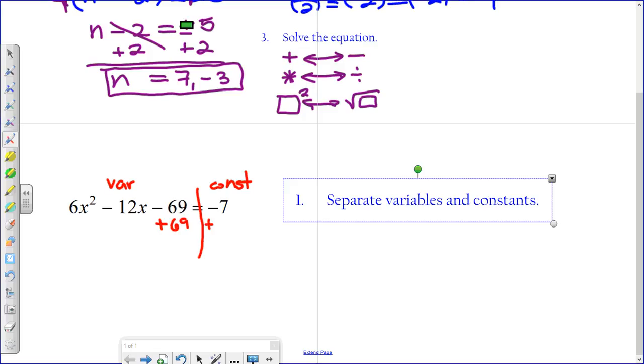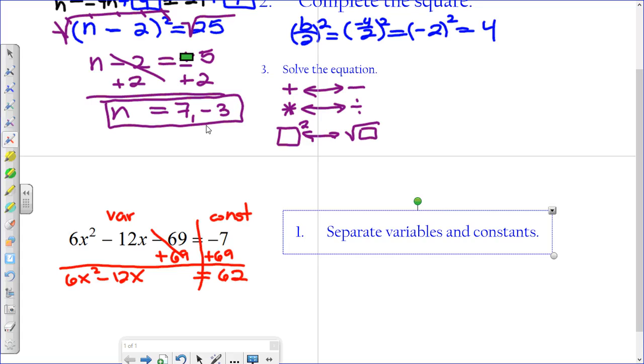And what you do to one side, you do to the other. Plus 69. Now these are opposites. They will cancel. So your answer would be 6x squared minus 12x. Leave it blank in here. And 69 minus 7 will give you 62. Okay. Now, I'm going to do step number 2. Let me copy number 2.